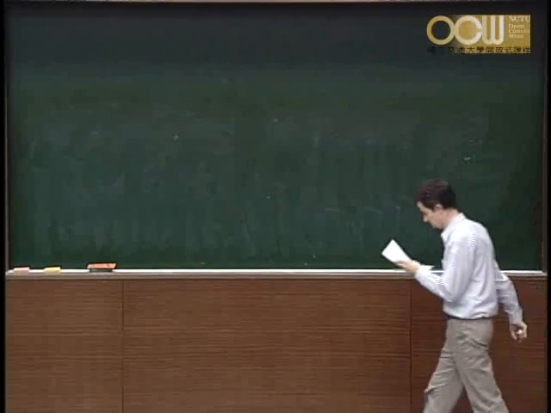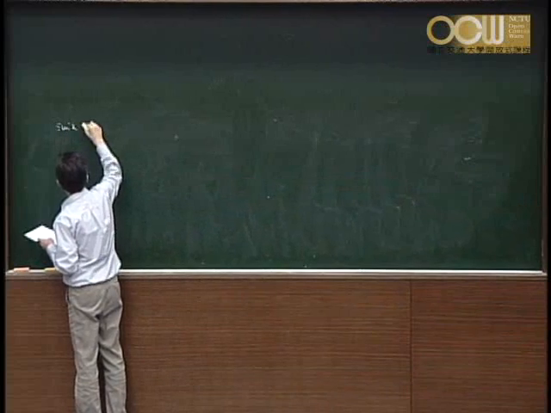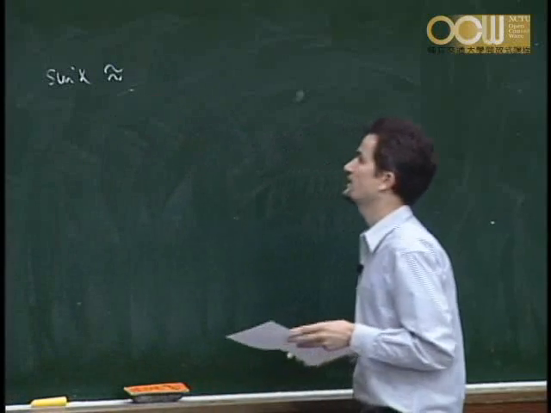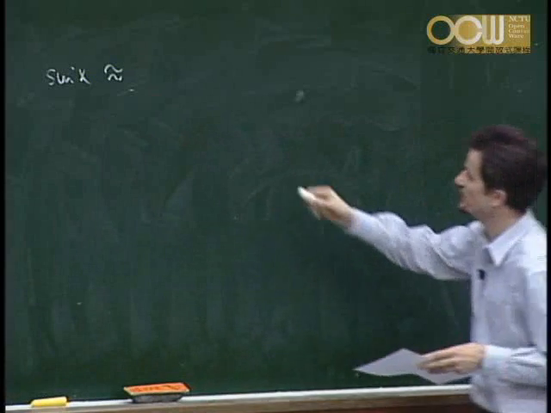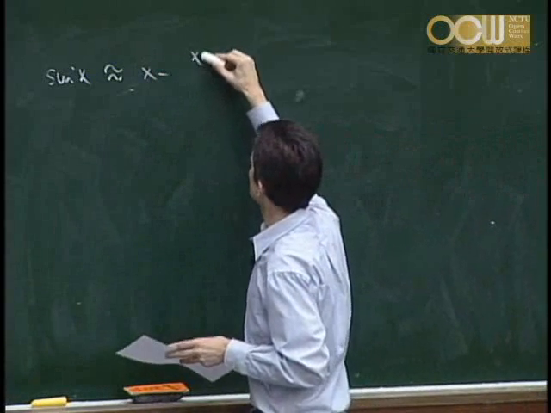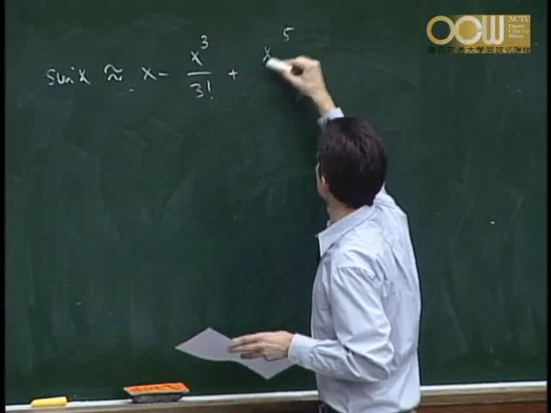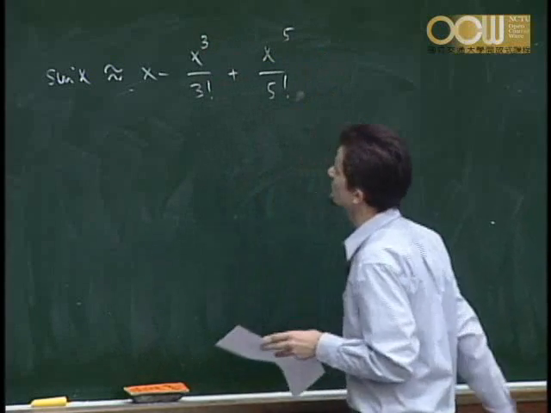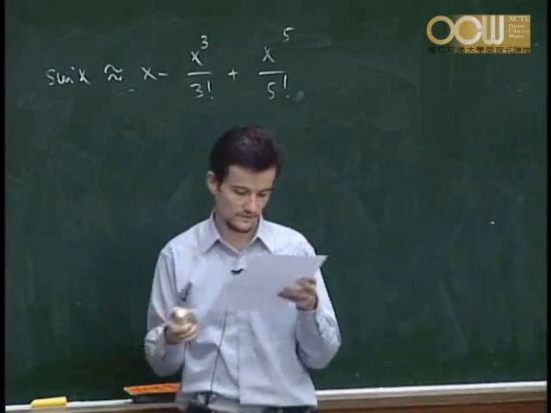Okay, so let's look at one example. So for instance, the sine. Okay, so for the sine of x, we know already the Maclaurin series expansion of the sine of x starts with x minus x to the cube over 3 factorial plus x to the 5 over 5 factorial. So let's assume we use this polynomial in order to approximate sine of x.